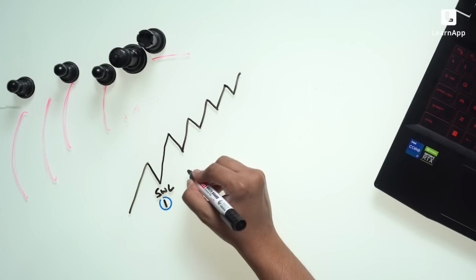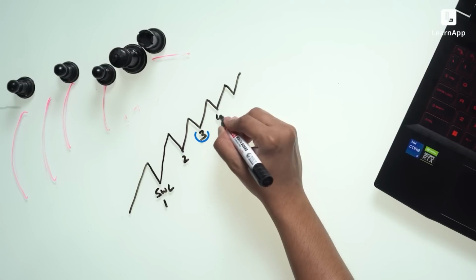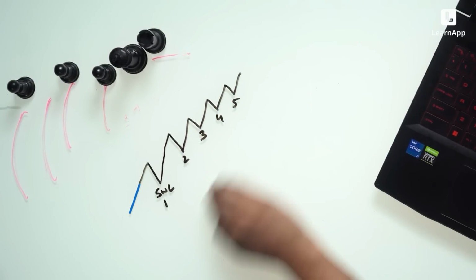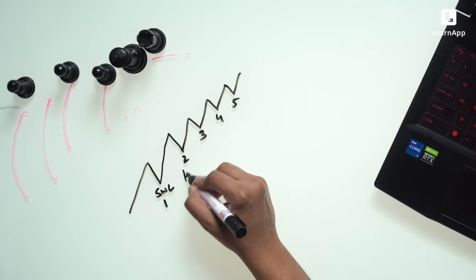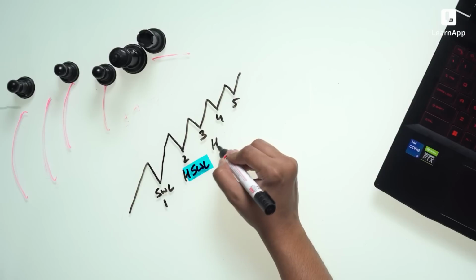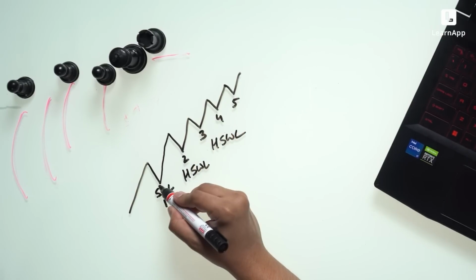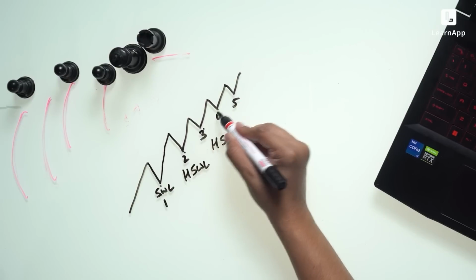Okay, I hope you did not fail. The answer is 1, 2, 3, 4, 5. So this is an uptrend. How do you define an uptrend? Higher swing low. Every time there's a higher swing low, we call it an uptrend. Dekho, yes a higher, yes a higher, yes a higher, yes a higher.